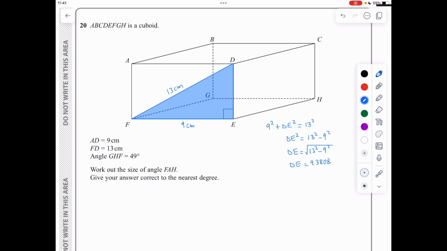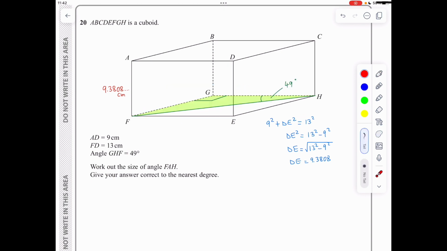So DE squared is 13 squared minus 9 squared. So DE will simply be the square root of 13 squared minus 9 squared, and this turns out to be 9.3808... So knowing that DE is 9.3808... also means that the length of AF is 9.3808... centimeters.